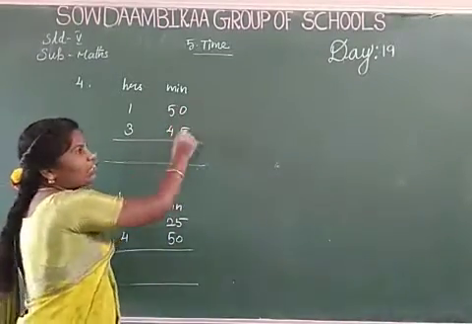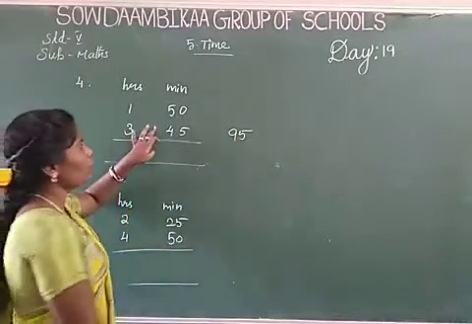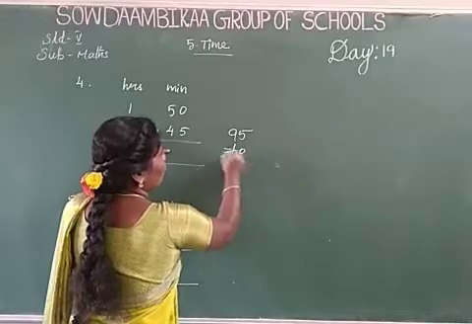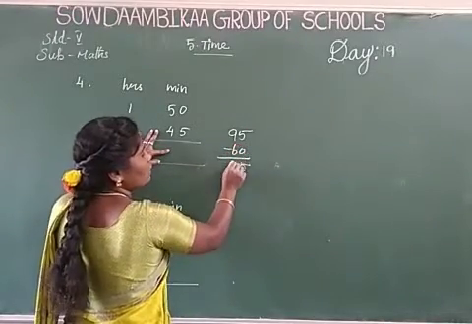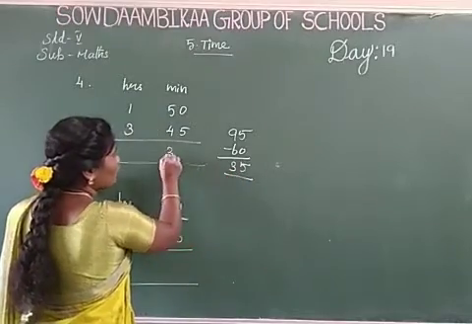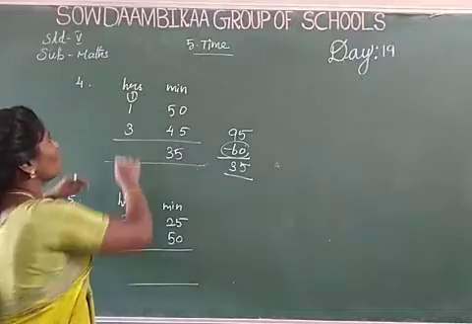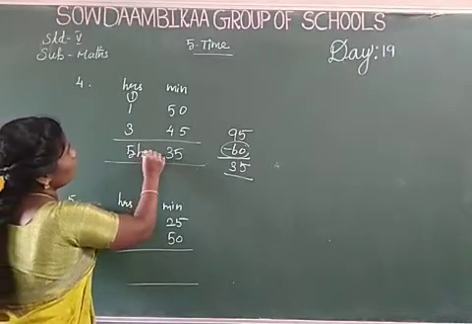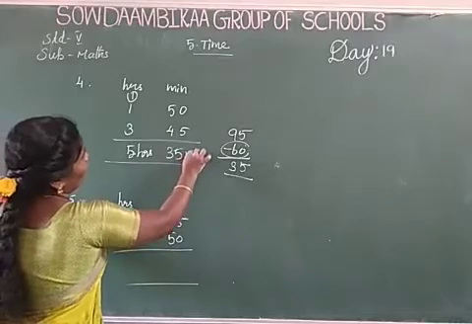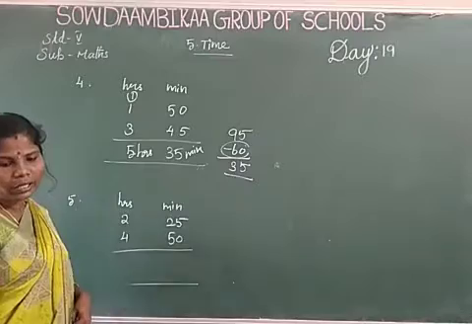50 plus 45, 95. We subtract 60. 5 minus 0, 5. 9 minus 6, 3. So you write only 35. The 60 added to 1 hour. 1 plus 1, 2. 2 plus 3, 5. The answer is 5 hours 35 minutes. Okay. Next.